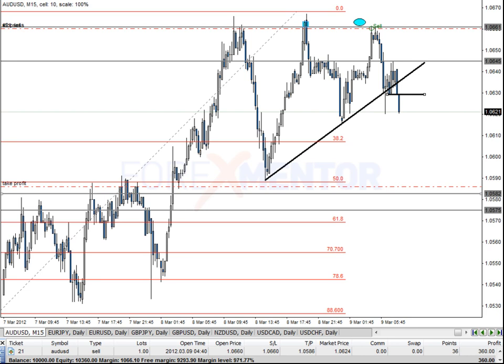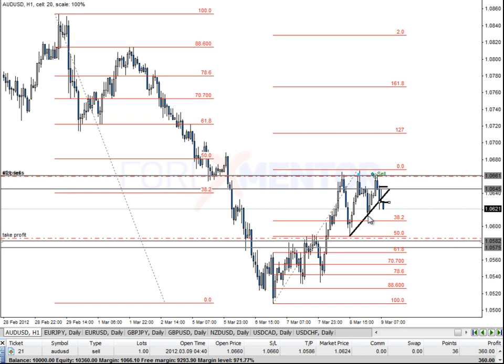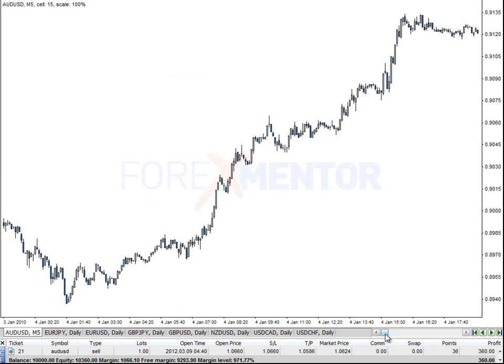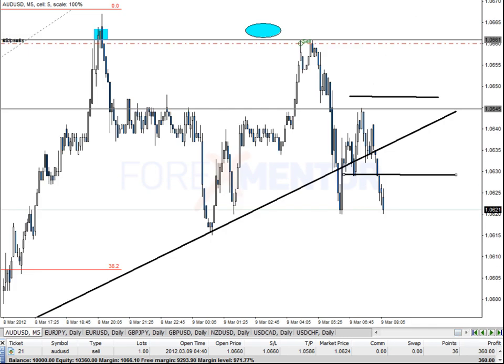You could also look to reduce your risk to just above this high if you wanted to. I want to see on the hourly chart a close below. Just go to the hourly chart here. See these lows? I'd like to see a close below those lows before I start getting that stop down or that move up.